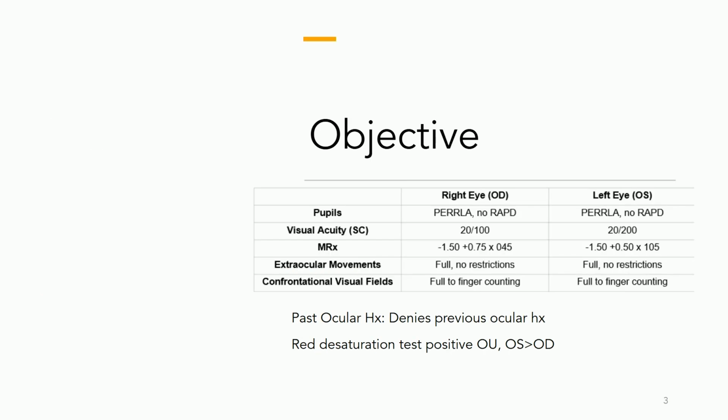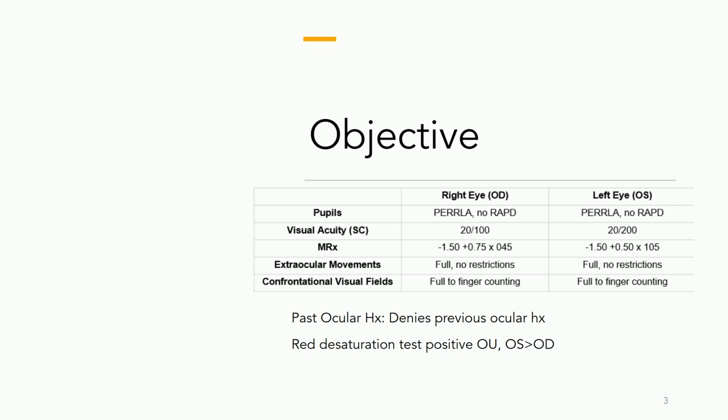So just going through her basic exam here. Her pupil exam was benign. She had no RAPD noted. Her visual acuity was 20/100 in the right eye and 20/200 in the left eye. Now this was uncorrected visual acuity. After a manifest refraction, she did correct to about 20/50 or 20/40. Full EOMs, full confrontational visual fields.